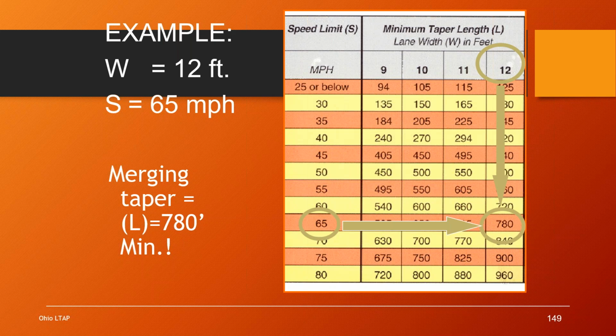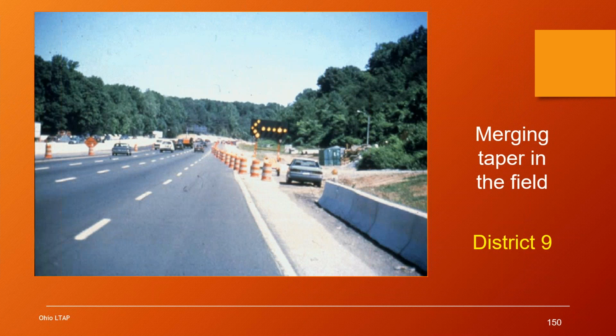And if you look up the chart at 35 miles per hour and maybe a 10-foot lane or an 11-foot lane, you see it would be 205 feet or 225 feet. That's a big difference, isn't it, between 225 and 780 feet. So it's very important that we provide the proper length of the merging taper. Again, that's what we use for a lane closure on a multiple lane roadway. Here's a picture of a merging taper down in District 9, probably Lawrence County, 52 probably. We have our drums for our high-speed project, and an arrow panel, but that's probably 780 feet long.